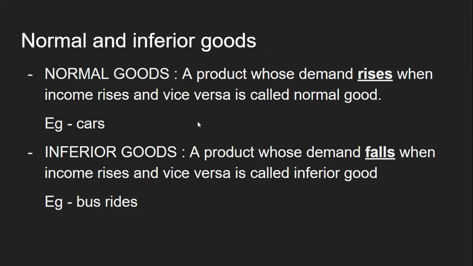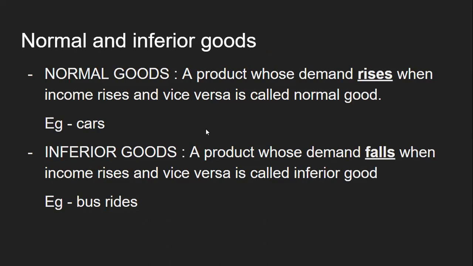Now there are 2 types of goods, normal and inferior goods. Normal goods are those goods whose demand rises when income rises and vice versa. For example, demand for cars. As income increases, people will buy more cars as they are now more affordable, and thus there will be an increase in the demand for cars, and vice versa.